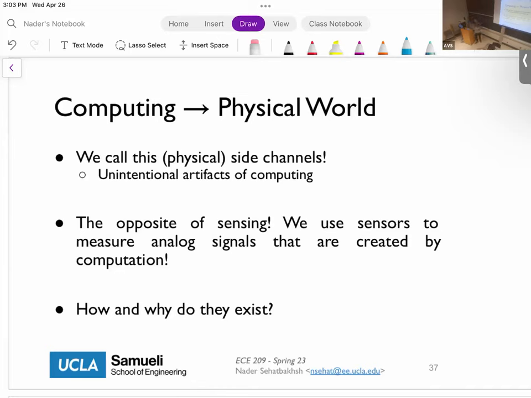These are unintentional artifacts of computing. A very simple example is the temperature of your computer. Remember, I told you that if I change the temperature of the room, that might change the sensors and the readings of the sensors. But now what I'm saying is that if the temperature of your computer changes, and if the adversary can measure that temperature, maybe they can find some valuable information about your system.